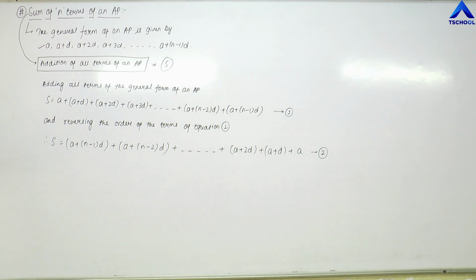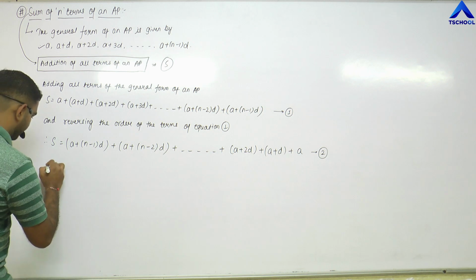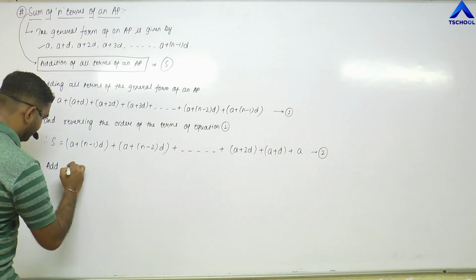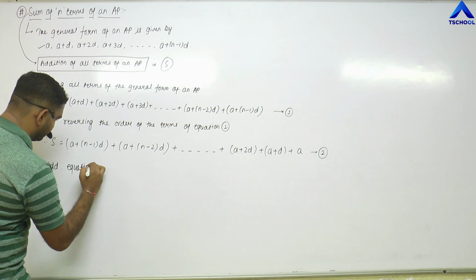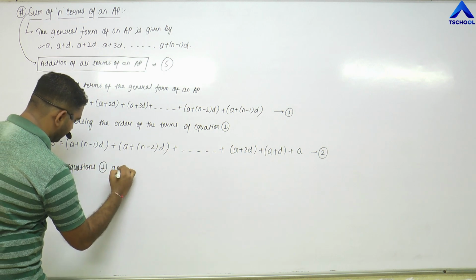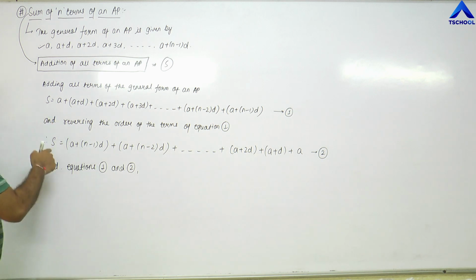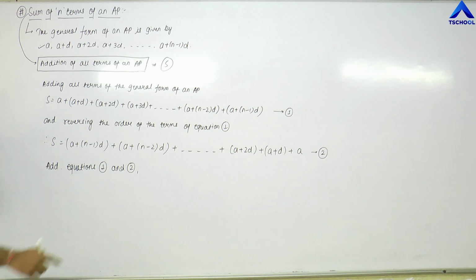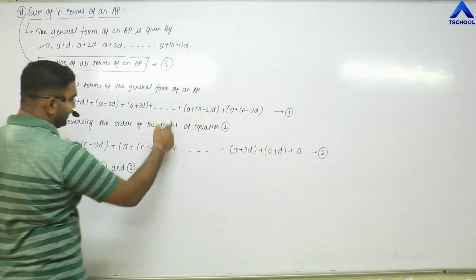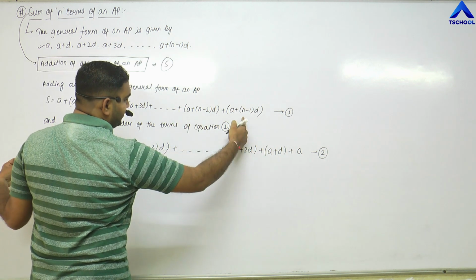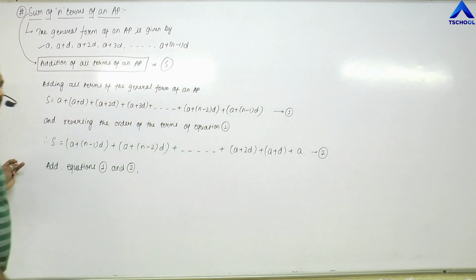Is it clear, friends? So that is the first and second equation that we have got. Now simply add equations 1 and 2. Adding equations 1 and 2, what do we get? We get here that all the terms of the first equation and second equation are being added. That means first is added to first, second is added to second, third is added to third, second last is added to second last, and the last is added to the last term, right?